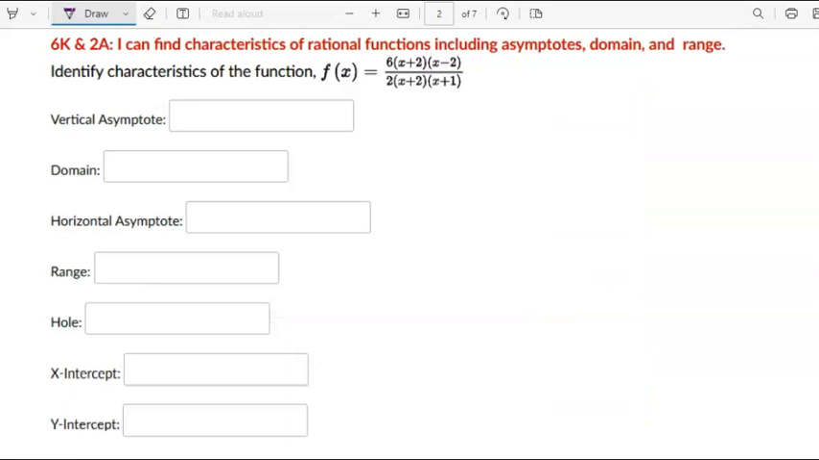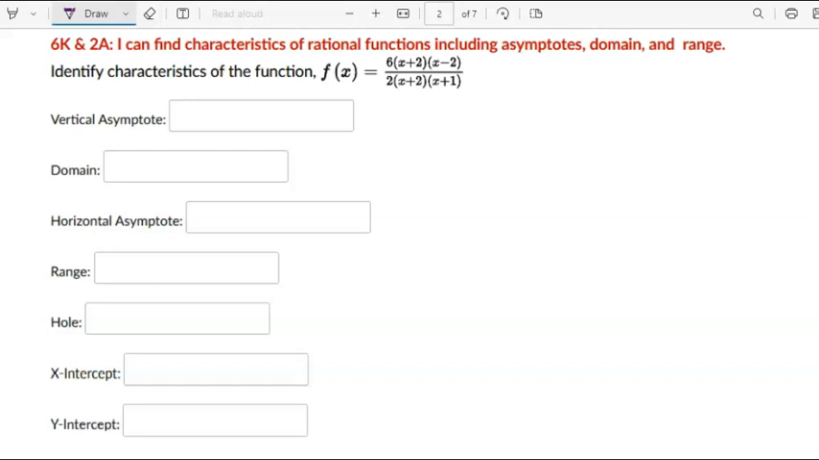6K and 2A, I can find characteristics of rational functions including asymptotes, domain, and range. Identify characteristics of the function. f of x equals 6 times (x plus 2) times (x minus 2) all over 2 times (x plus 2) times (x plus 1).